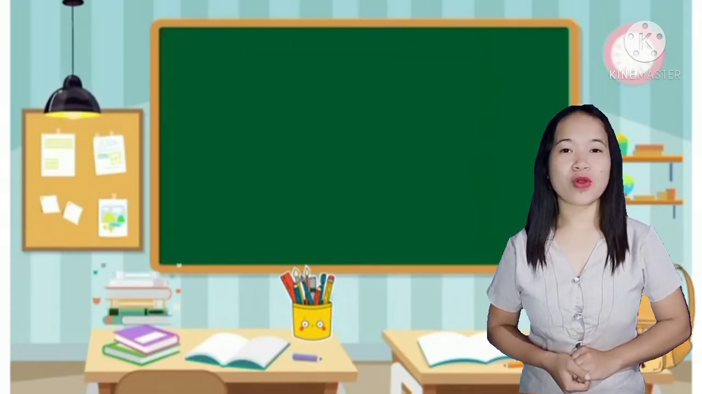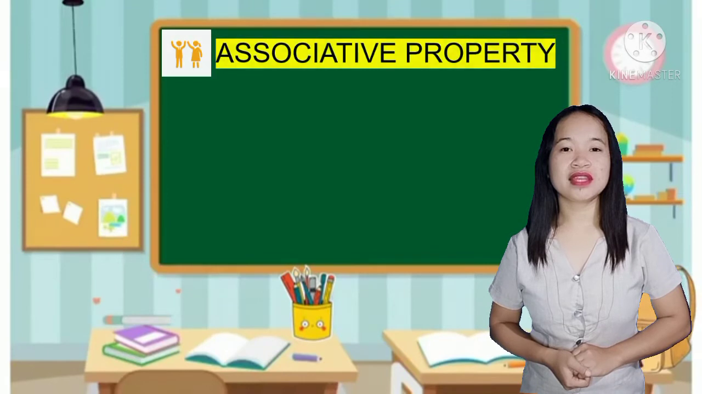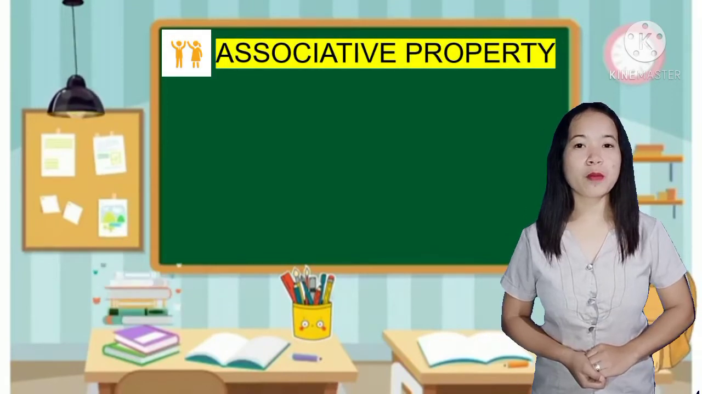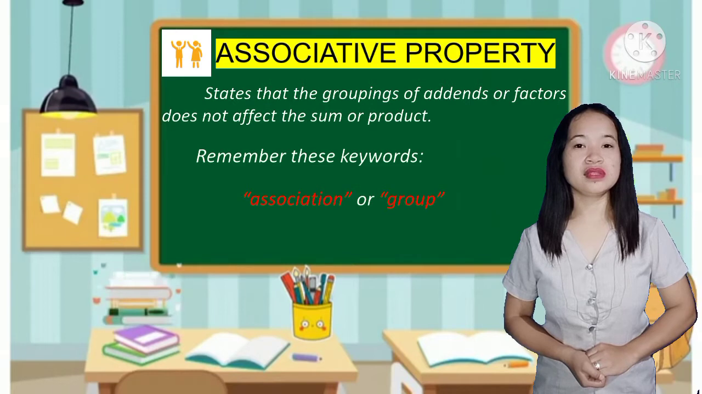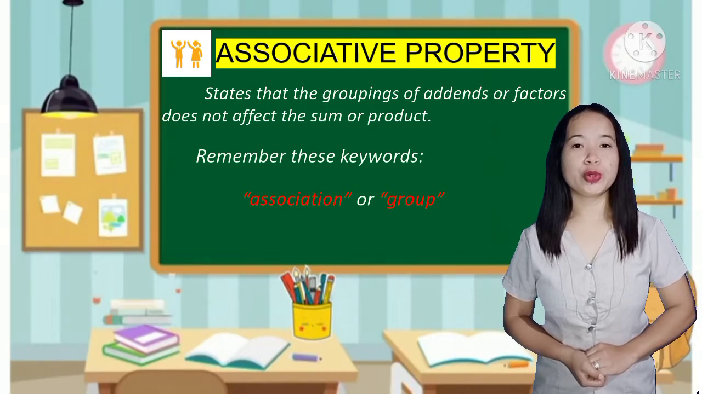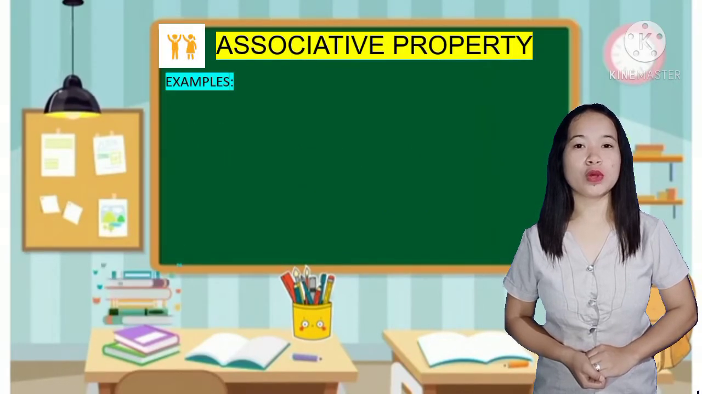Now, let's move on to associative property. Associative property states that the groupings of addends or factors does not affect the sum or product. Remember these keywords, association or group. Now, let's have an example.